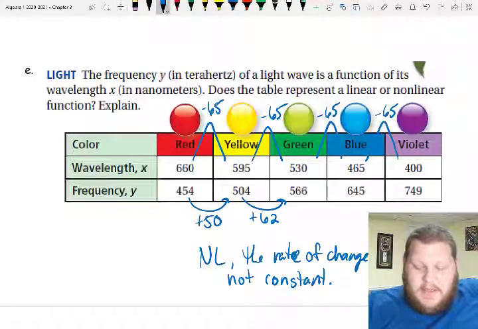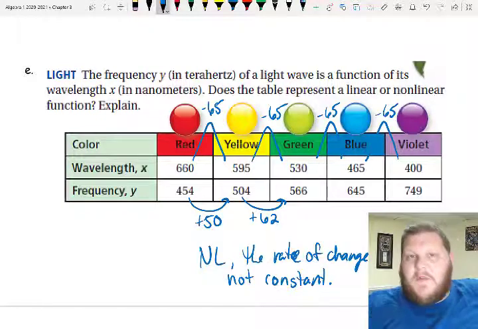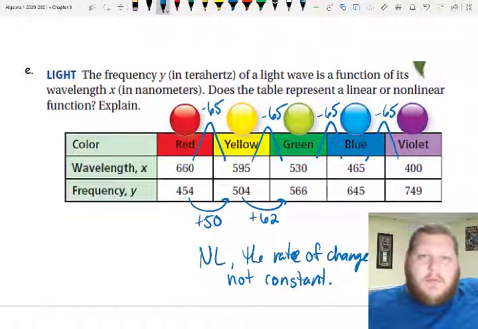So without having to do anything else, as soon as you see that inconsistency going from 50 to 62, without having to see the rest of it, you know that it's going to be nonlinear. It doesn't matter what happens for the rest of it. My x's were evenly spaced. My y's were not evenly spaced. Therefore, it's nonlinear.